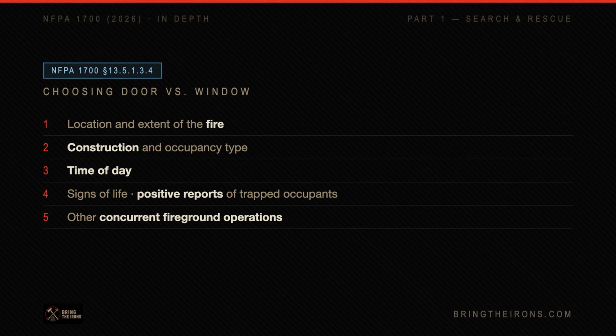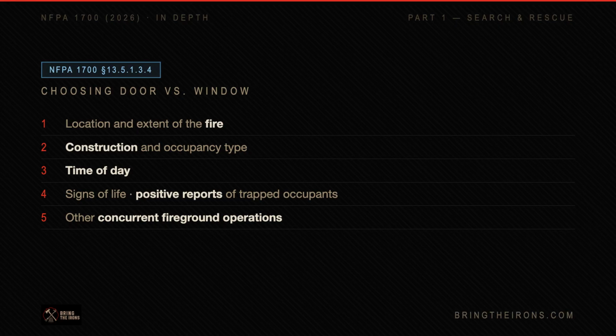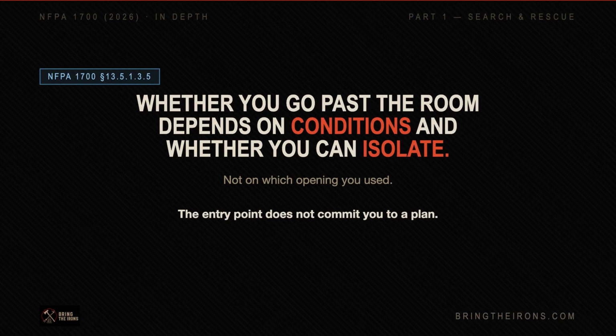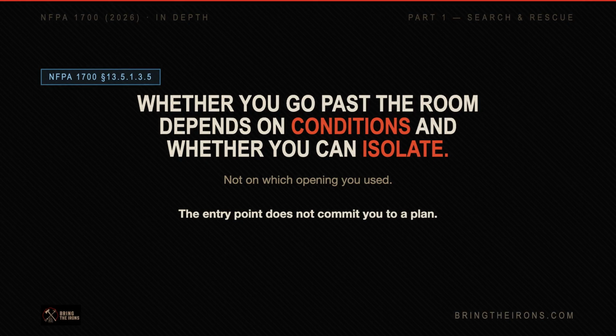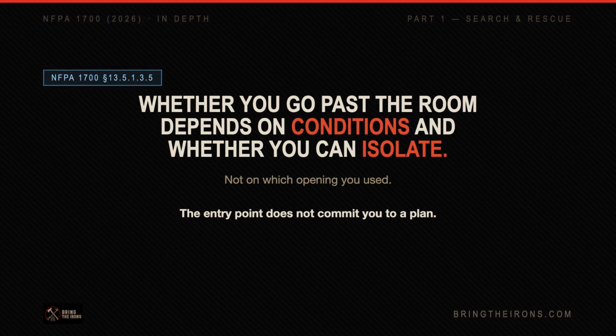So how does the standard say to choose between going in a door and going in a window? 5 things. The location and extent of the fire, the construction and occupancy type, the time of day, any signs of life or positive reports of trapped occupants, and what else is happening on the fireground at that moment. And whether you continue past the room you entered, either way in, depends on the conditions you find, and whether you can isolate, not on which opening you used. That is a small sentence with a big implication. The entry point does not commit you to a plan.